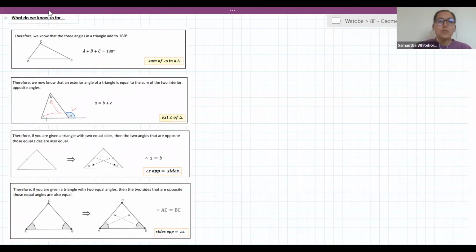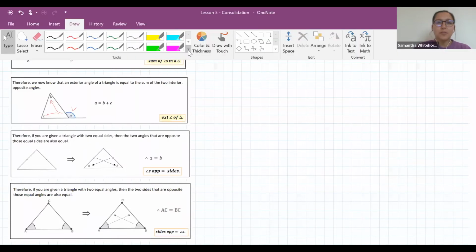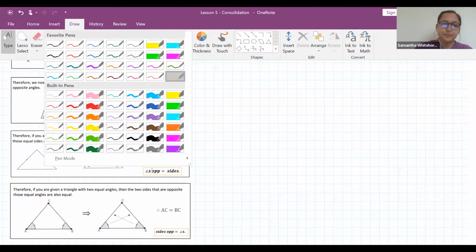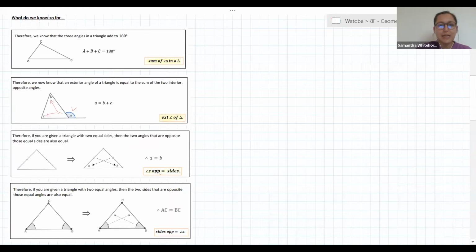The third reason we had a look at was then angles opposite equal sides. What this reason says is that if I give you equal sides in a triangle, so basically if you're working with like an isosceles triangle, the angles opposite those equal sides will be equal to each other. Now, those are the 3 reasons we use mostly in terms of triangles.